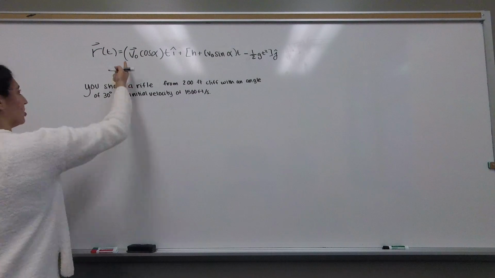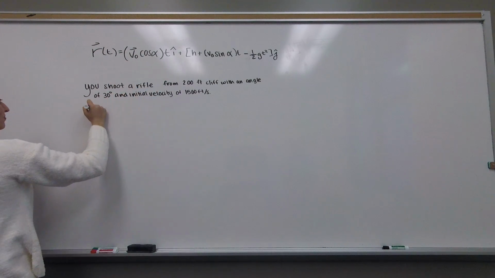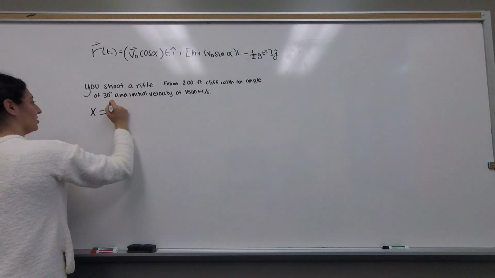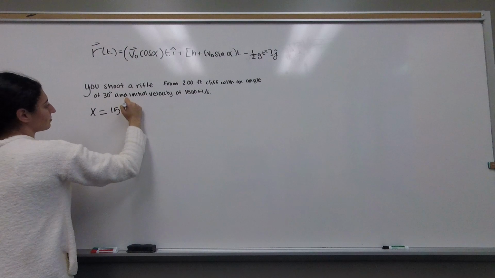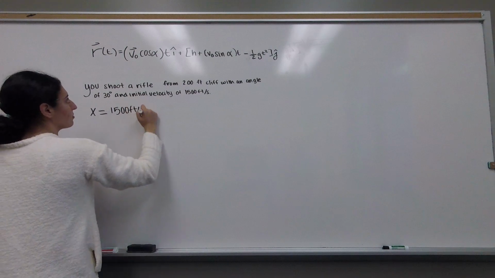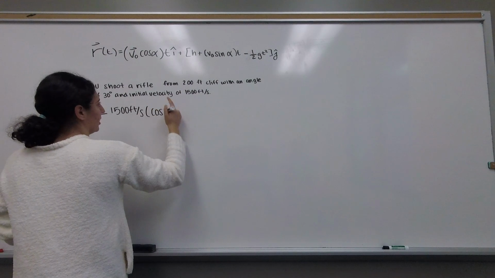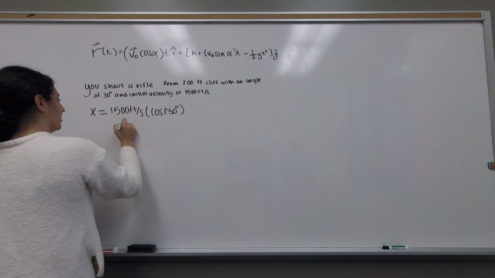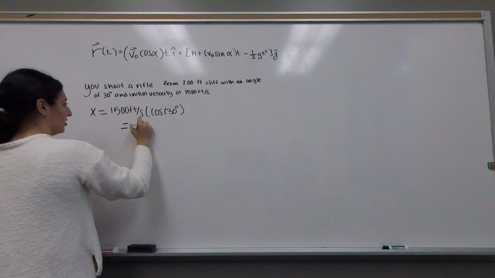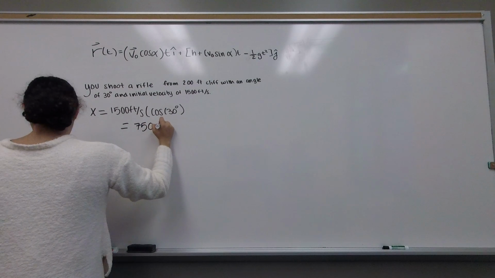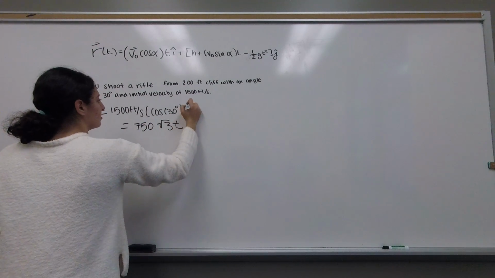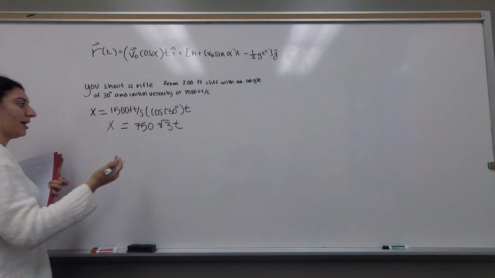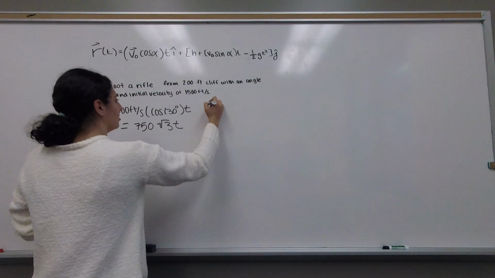So to find x, we look at the i function, and we have our v initial, which was 1,500 feet per second. And then we have cosine, and our angle is 30 degrees. So cosine of 30 degrees, and this will give us 750 root 3 t. So this is our x function. This will be a function as time goes on in the x direction.